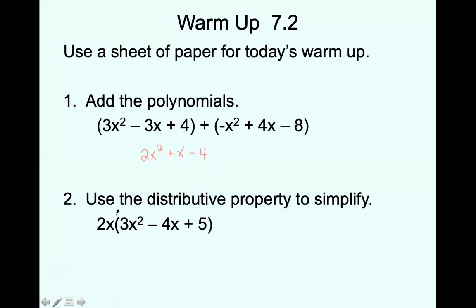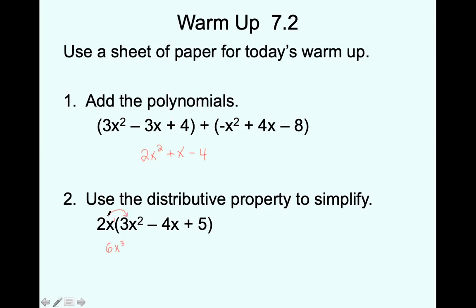All right, on question number 2, use the distributive property to simplify. So I'm multiplying this monomial times this monomial. We have to remember our properties of exponents. So I can multiply 2 times 3 and get 6. But I need to remember that when I multiply by this base of x, I need to add these exponents. And this is a 1. So x to the first times x to the second would be x to the third power.